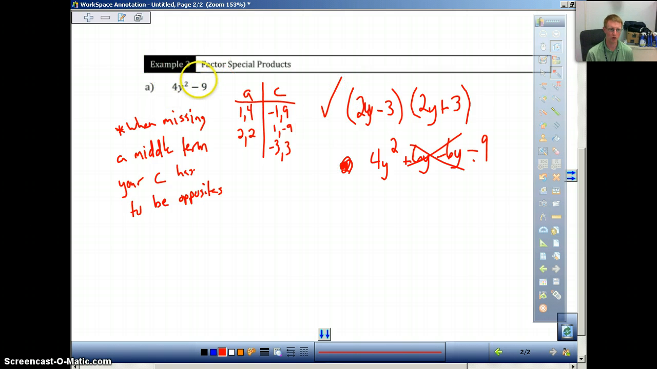So that is a quick trick. Whenever you're missing the middle term, your two C values are just going to be opposites of each other. Hopefully that gives us a brief overview. Come to class with questions. We're going to work on this quite a bit, with a lot of examples in class. So hopefully this gave you a brief overview and you can use this in the future.